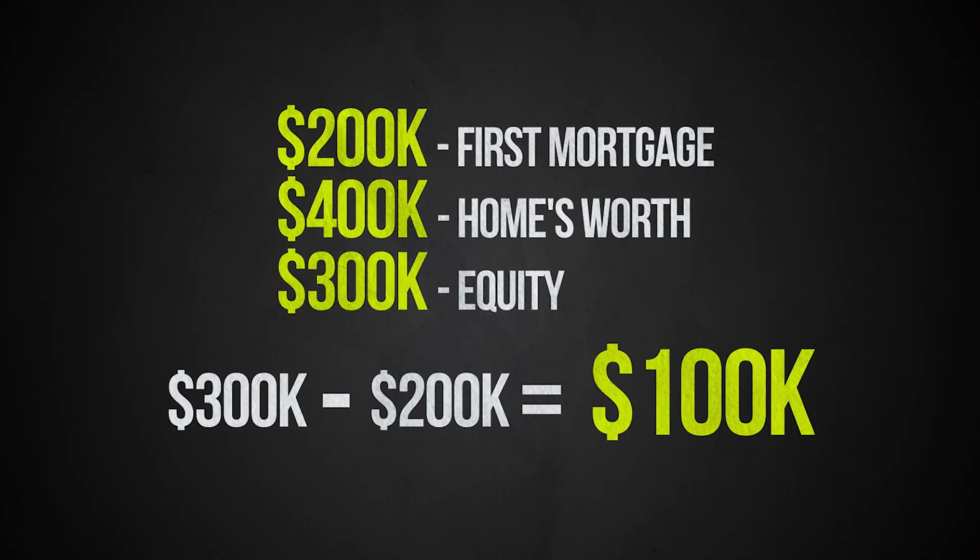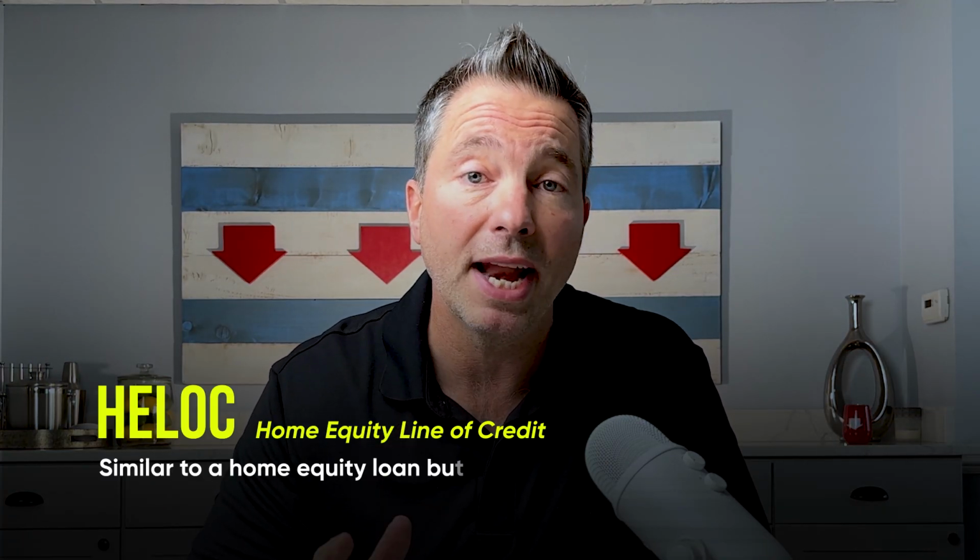fixed rate mortgage. You then have two mortgage payments. You have your payment that you were paying on that $200,000 loan originally, and now you have a new loan or second mortgage for that $100,000. All right, so next, let's talk about the home equity line of credit, or HELOC.